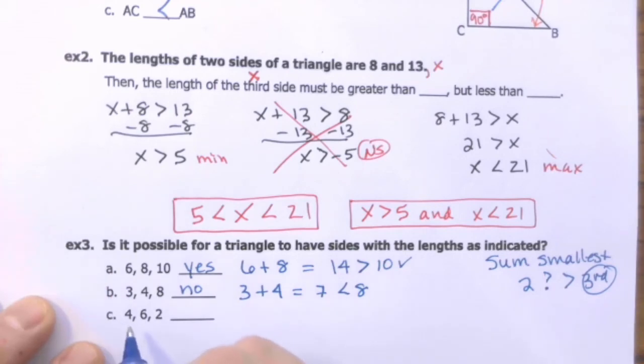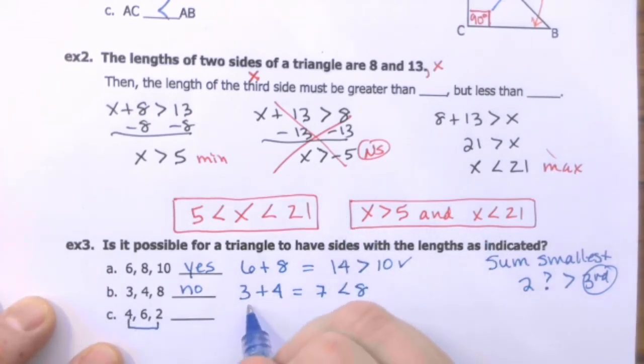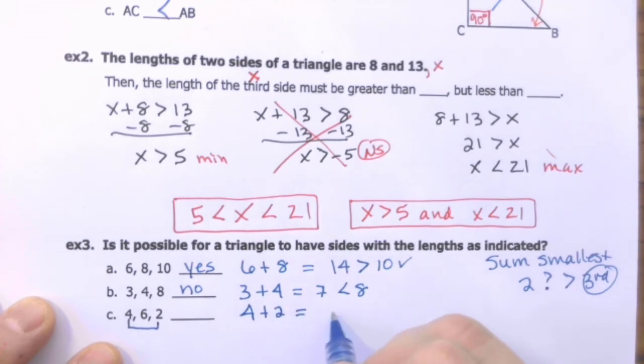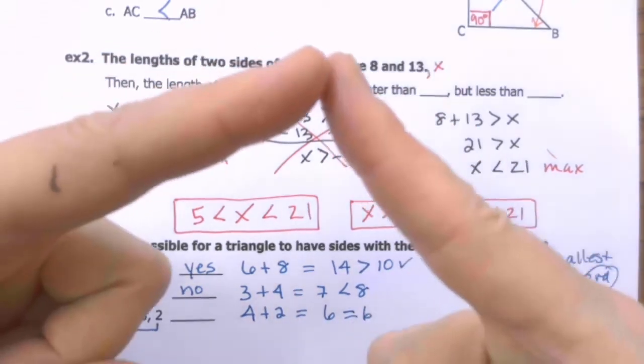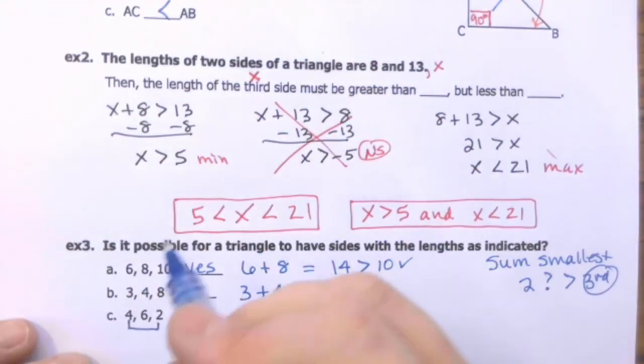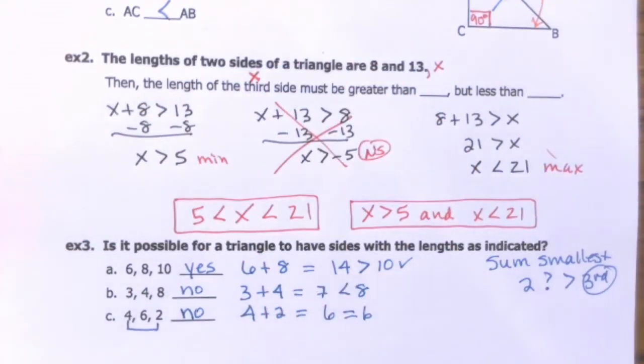The last one, you'll notice the smallest two are out of order. Still use the smallest two. 4 plus 2 equals 6. 6 is equal to 6. Those two sides are going to fall flat against the third side. So no, a triangle is not possible.